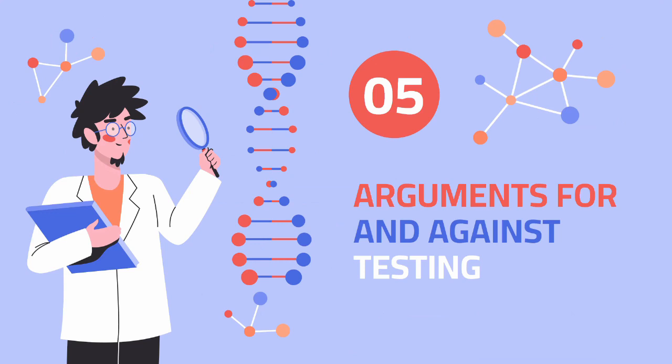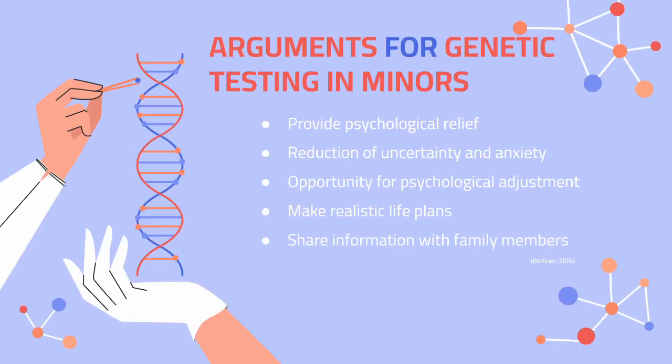Next, let's talk about the arguments for and against testing minors for adult onset diseases. Some of the biggest reasons for testing minors include psychological relief. Sometimes knowing this information can reduce uncertainty and anxiety. It takes away the feeling of "what if" that some minors may have, reducing the constant worry that they will develop a disease. It also may even help someone adjust psychologically, just knowing what may affect them in their future. Similarly, having an answer can help someone plan their life, reproductive options, and inform their family.